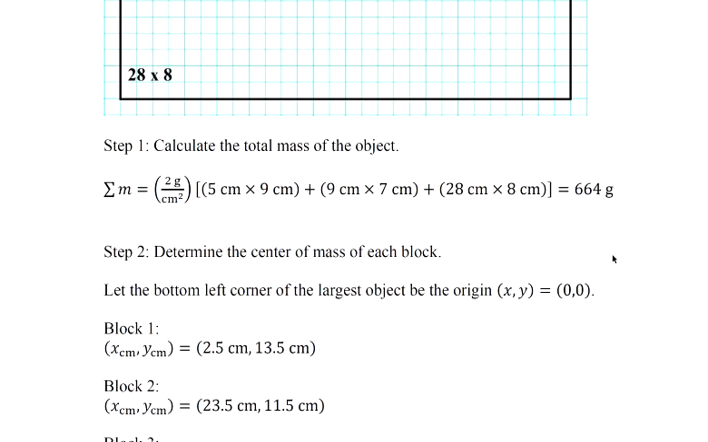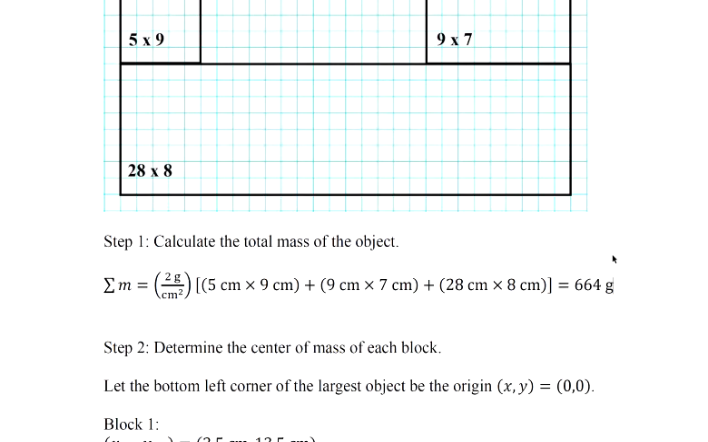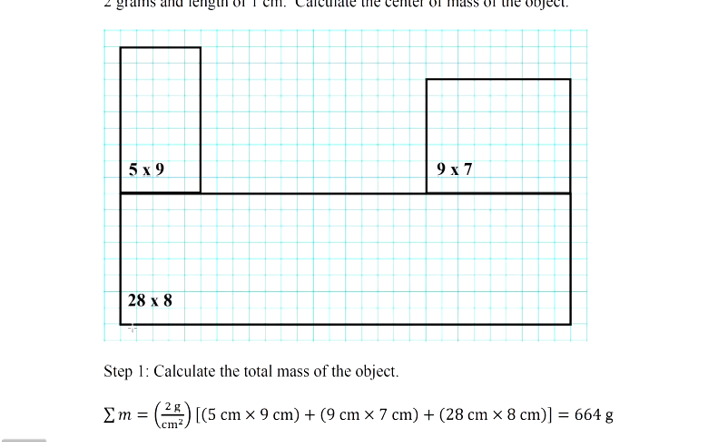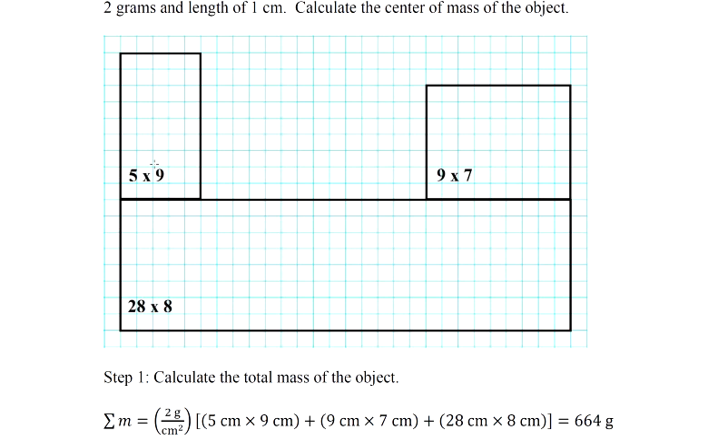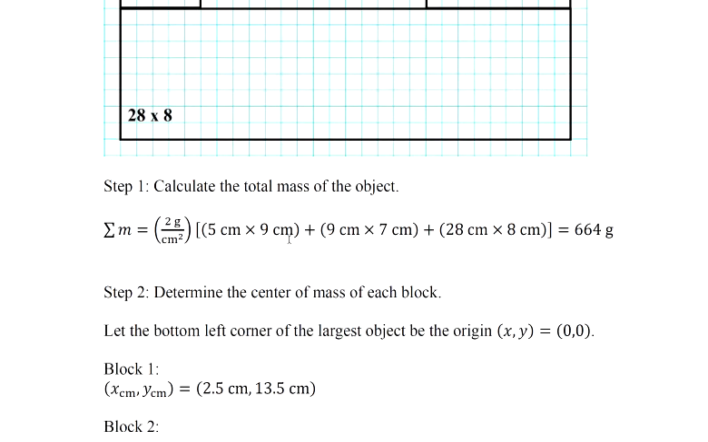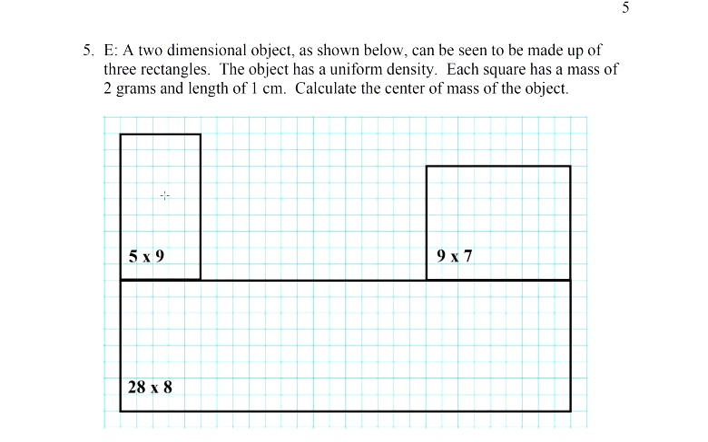Step 2, determine the center of mass of each block. So we're going to say that the origin is going to be here at the bottom left. To the bottom left of this 28 by 8 rectangle, that's 0, 0. So block 1 has a center of mass of 2.5, 13.5. So block 1 is this block here, the 5 by 9. So if you go 2.5 to the right and 13.5 up, we're going to have the center of mass of this block here on the top left.